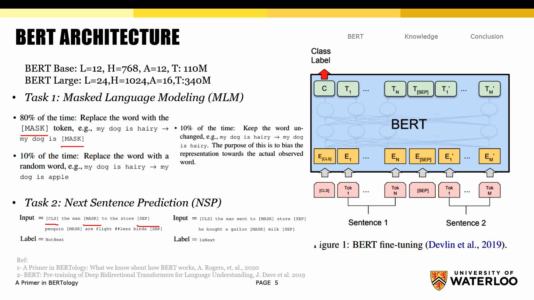Please also consider that this flightless, as one word, becomes two different tokens because of the tokenizer that the BERT model utilizes, and they call it WordPiece. If you are not familiar, I will discuss it later. And as another example, the man went to a store and he bought a gallon of milk. These are absolutely related, and this should be predicted as adjacent. So the label should be is next.